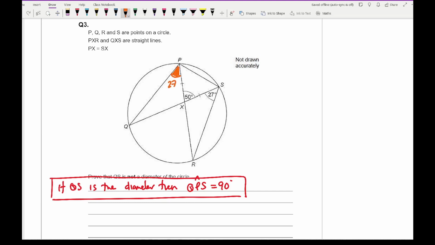And how do I know that? Well, it's a bow. And again, I could say that angles that share the same segment are going to be equal. So that's going to be 27 degrees.